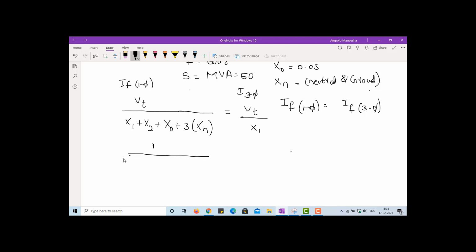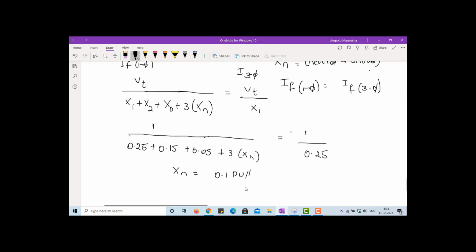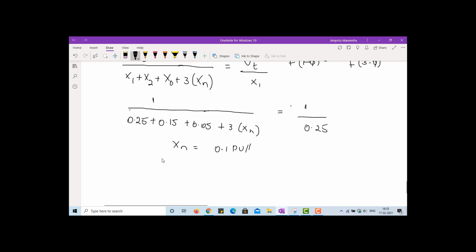That is 1 divided by 0.25 plus 0.15 plus zero sequence, it is 0.05 plus 3 times Xn, equal to 1 by X1, where X1 is 0.25 per unit. This Xn value we need to find. If we simplify this expression, we will get Xn as 0.1 per unit. But in the question, it is asked to find out the reactance value, not the per unit value. So we need to convert this per unit value to reactance value.